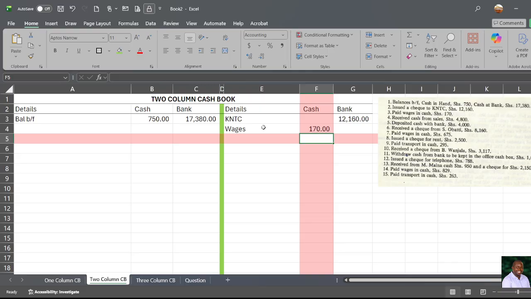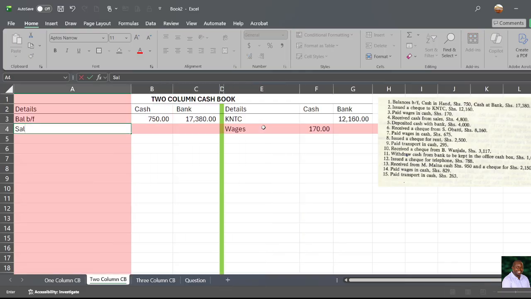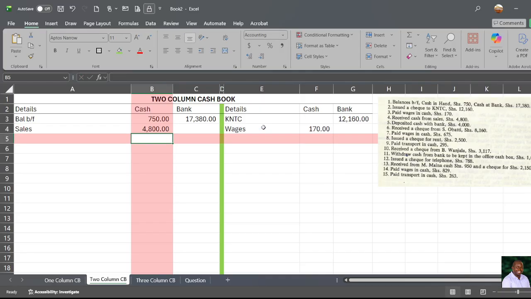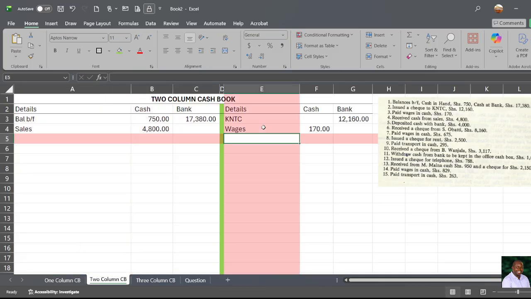Then on the fourth, he received cash from sales. That means he made some sales, and the sales are coming in cash, and the figure there is 4,800. Then next he deposited cash with the bank. On the fifth, he deposited cash with the bank. So on that day, two things are happening.